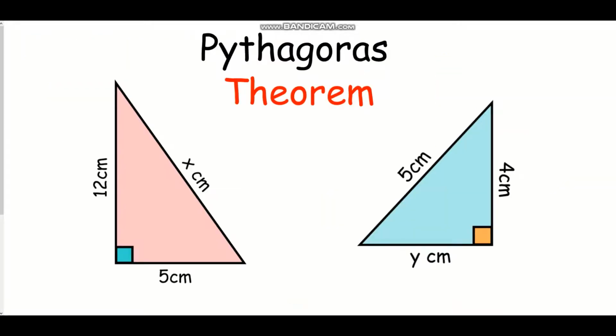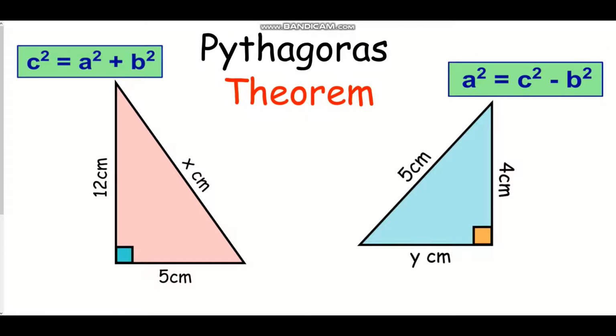That might be a little bit confusing, but let's just have a look at these two triangles here. Which one of these are we going to use c squared equals a squared plus b squared for, and which one are we going to use a squared equals c squared minus b squared for? Pause the video here, see if you can figure out which one's which.